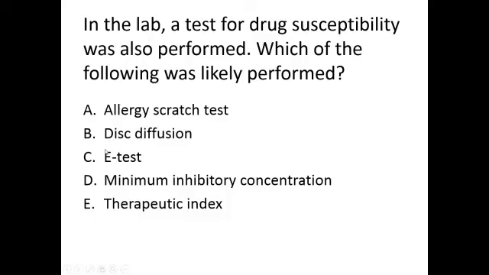Well, the disc diffusion test, or the Kirby-Bauer test, is definitely done in hospital labs. The E-test is done occasionally. Minimum inhibitory concentration is done in research labs when they're figuring out therapeutic index. So that one would not be done in a hospital lab. Therapeutic index, also done in research labs, so the answer would be B and occasionally C.